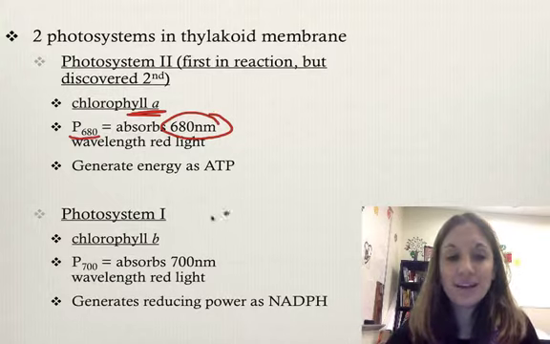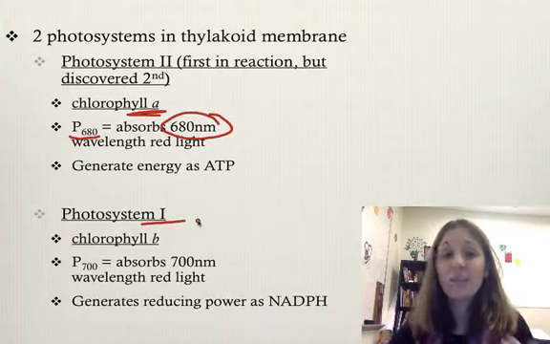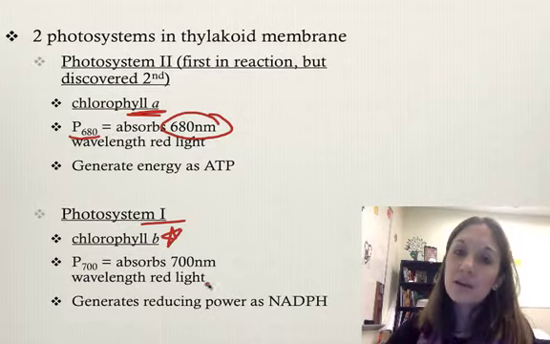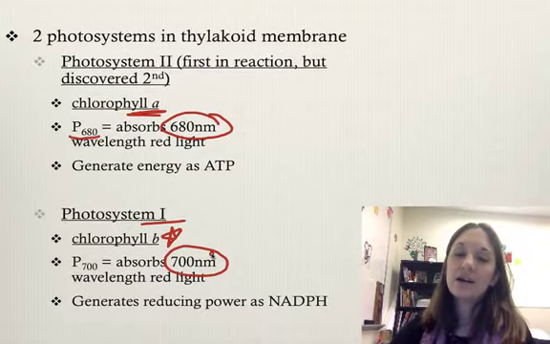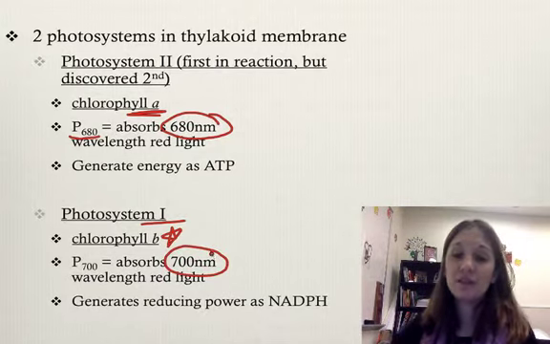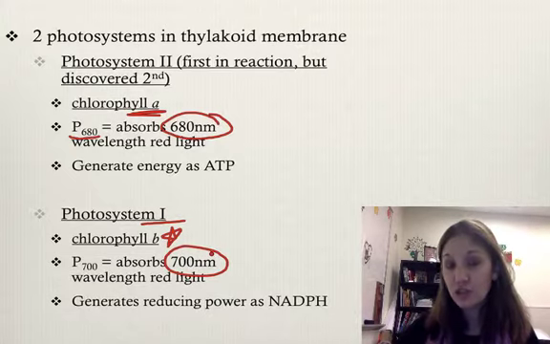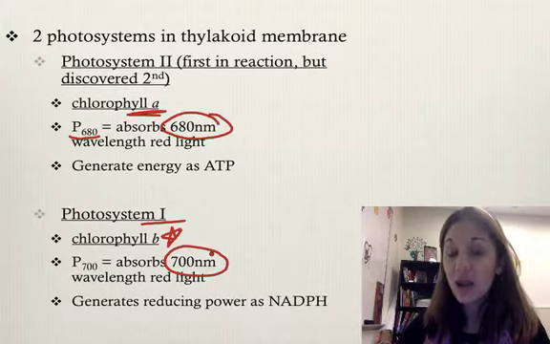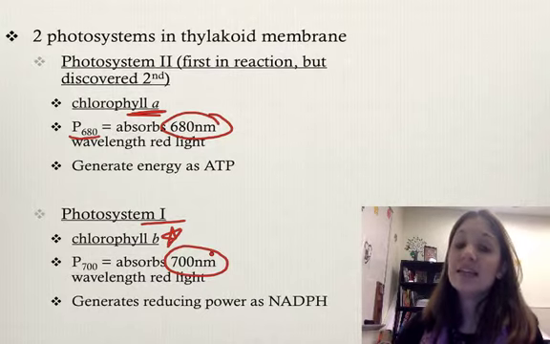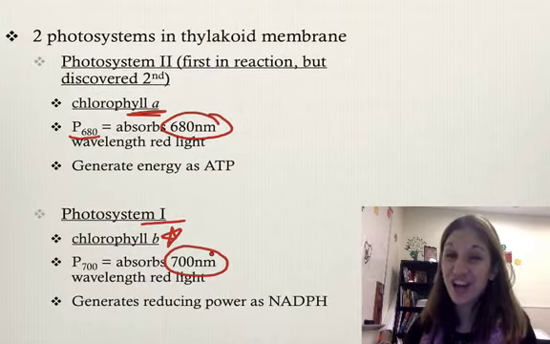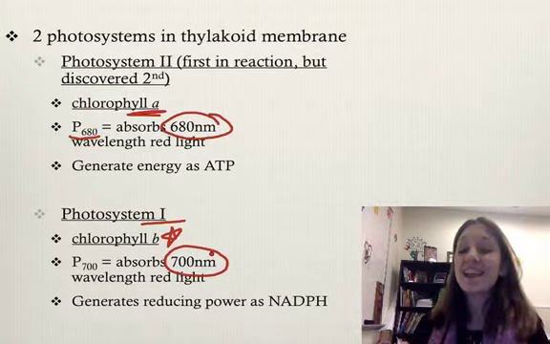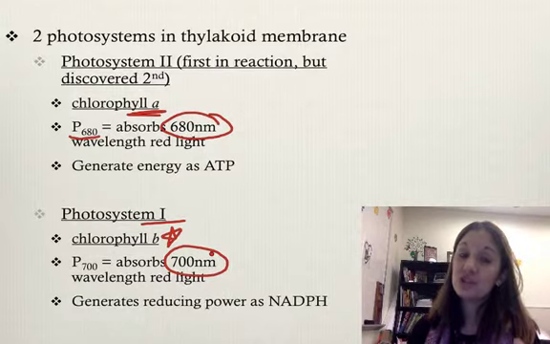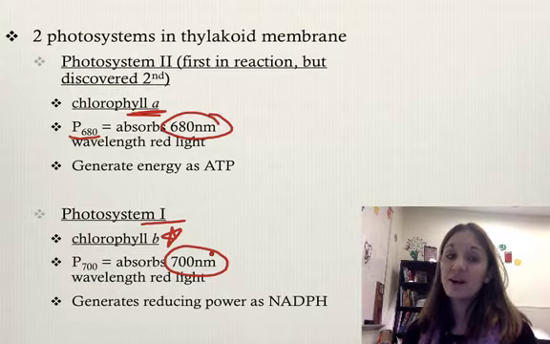The purpose of photosystem 1 is a little bit different. Photosystem 1 is the second one in the system, but it was discovered first. It has chlorophyll B molecules, and its peak absorption is a little bit different. It's at 700 nanometers, which is still in that red wavelength. The purpose of photosystem 1 is to pass the electrons along until it gets to the NADP reductase, which is going to use those electrons to take NADP+, as well as hydrogen ions and electrons, and combine them together to make NADPH, which is going to go on to fuel the Calvin cycle. The electrons from photosystem 2 get passed on to photosystem 1.